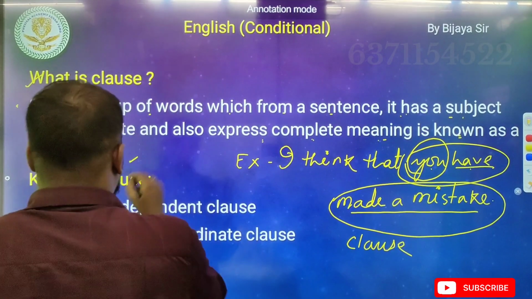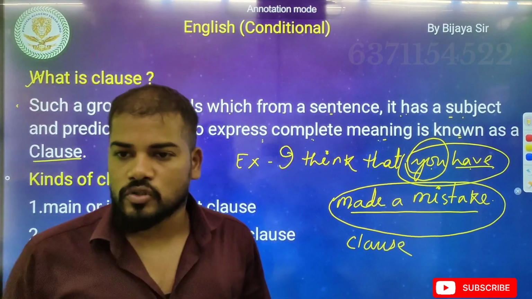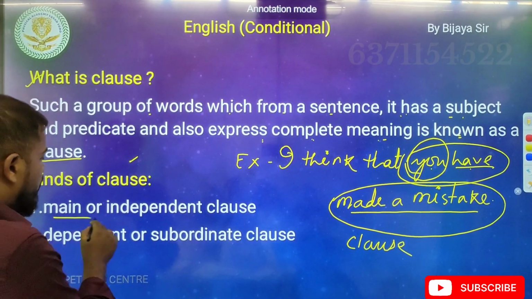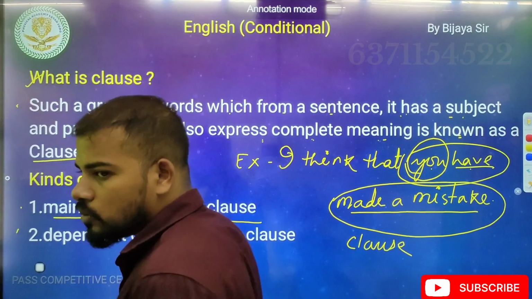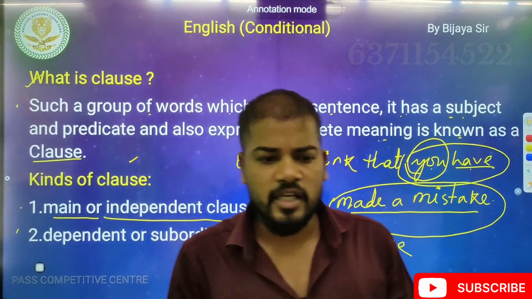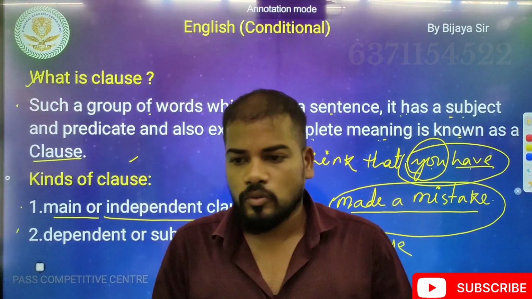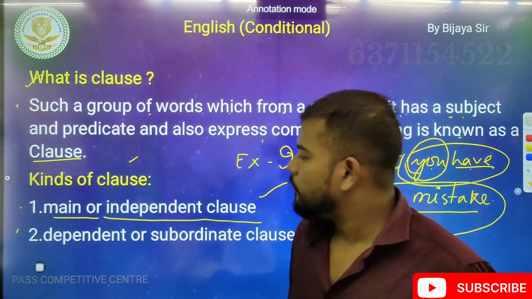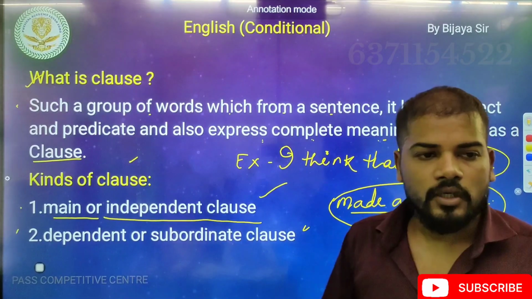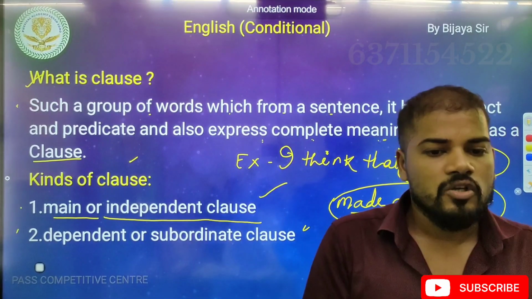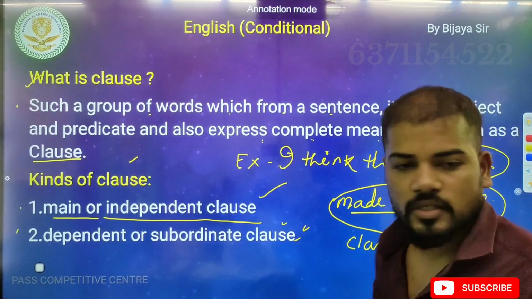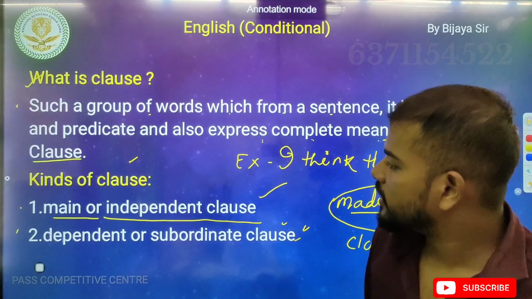Now we are going to read kinds of clause. How many types of clause are there? There are two types of clause, dear students. One is main or independent clause. What is an independent or main clause? A clause which doesn't need any support. It can express the meaning independently, so it is known as main or independent clause. Second one is dependent or subordinate clause. A clause which needs some support to express the complete meaning is known as dependent or subordinate clause, dear students. I hope you understand what is clause and the kinds of clause.